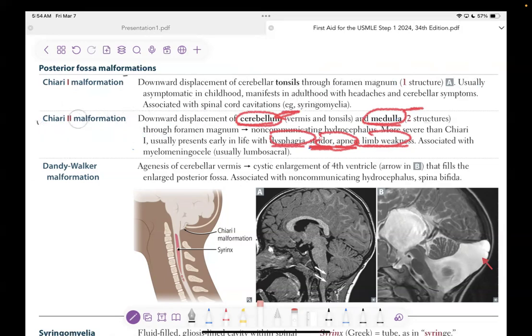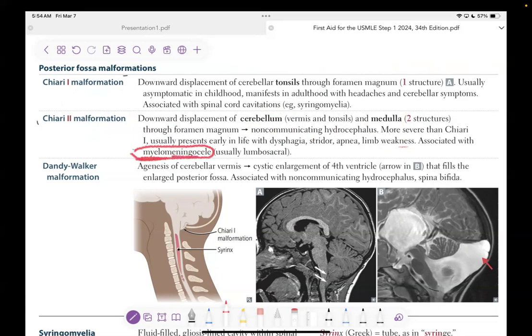But in theory two malformation, we said that it is cherry two. These two cherries are down. One is cerebellum and the other is medulla. And I said the association is also two things. Actually, it is one word, but it contains two things.